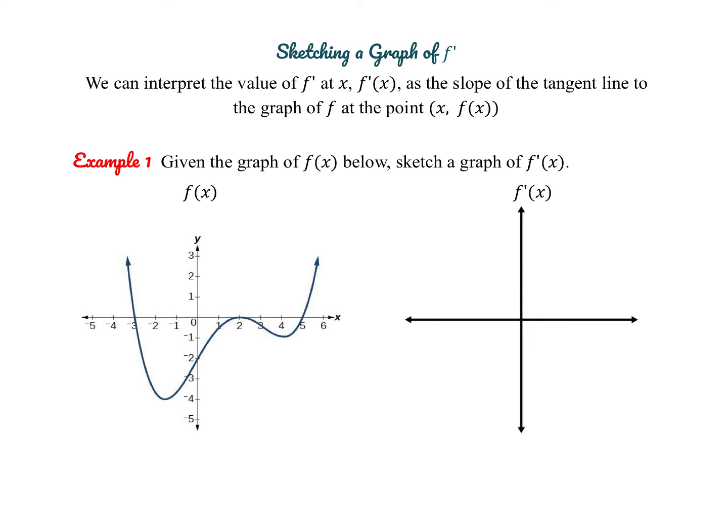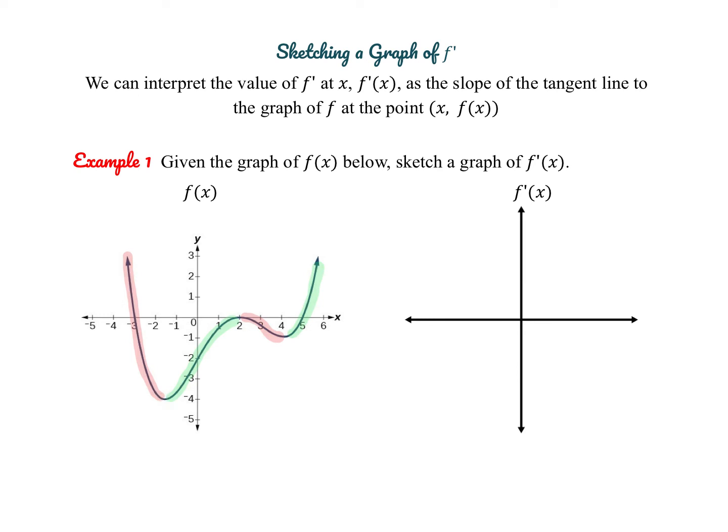So it might help for you to color code your graph. I can see that our graph is decreasing in this interval and this interval, and our graph is increasing in this interval and this interval. So I know that where f of x is red, f prime of x is going to be negative, so it'll be below the x-axis. And where f of x is green, f prime of x is going to be positive, because again, the slope is positive, so it'll be above the x-axis.